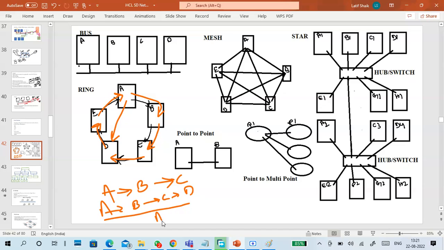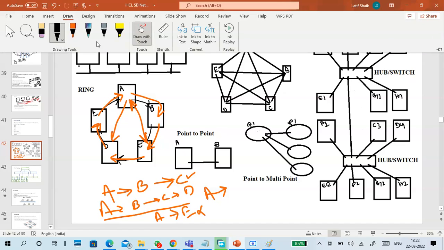So can you also change A to E? Possible, right? But no, because it's a single loop, either clockwise or anti-clockwise. I configure A to B, B to C, C to D, D to E, E to A. For A to C communication, look here, it is A to B, B to C.